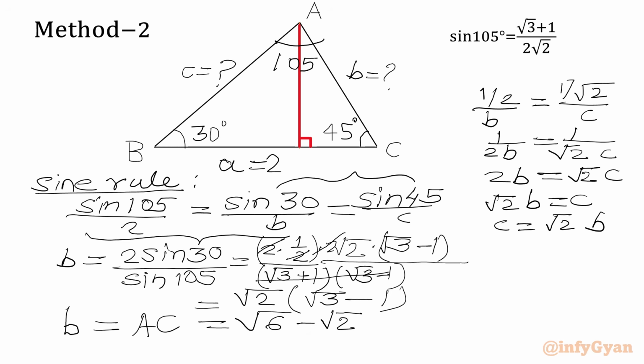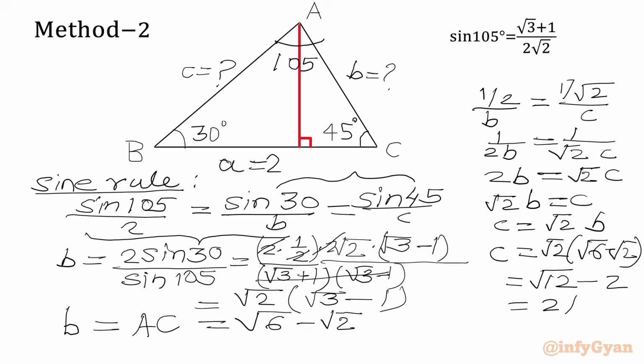b is known. We will write here c will be equal to root 2 times (root 6 minus root 2). This is nothing but root of 12 minus 2. Now root of 12 is 2 root 3, minus 2, or we can write 2 times (root 3 minus 1). This is our c, and c is AB. Here we can match our answer from both the methods.